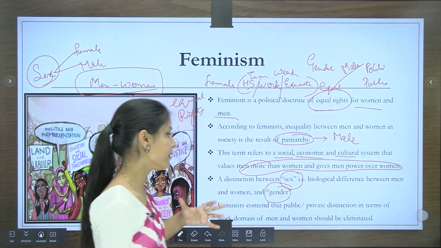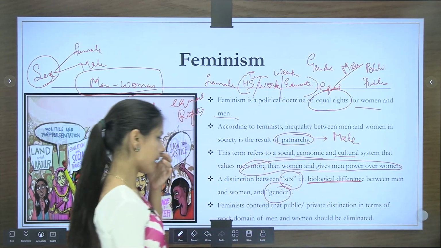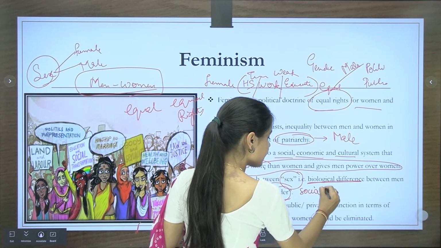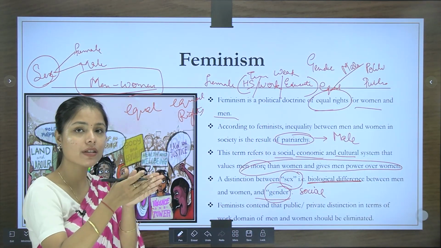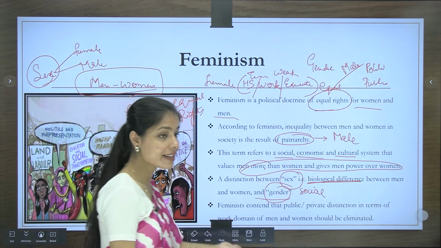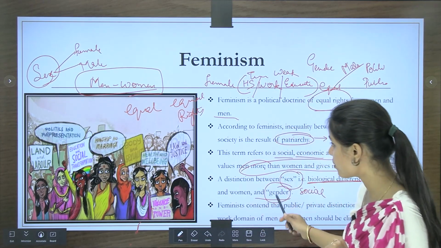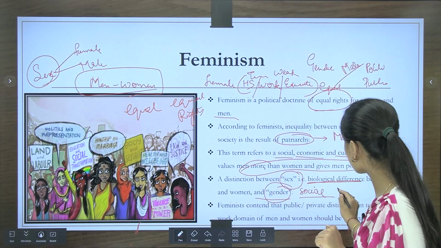So, scholars believe that sex is biological in nature, right? And gender is a social construct, which means gender identities are actually created by the society, whereas sex is a biological difference. So, this is the entire idea of sex and gender. Sex is biological, whereas gender is a social construct.